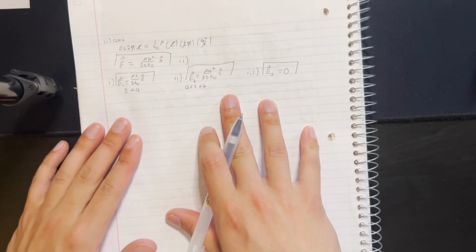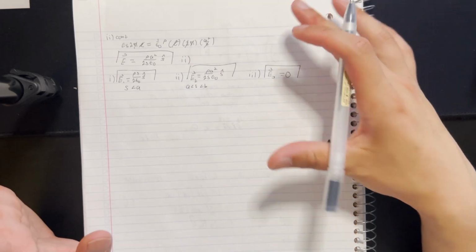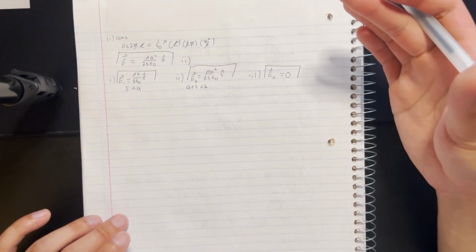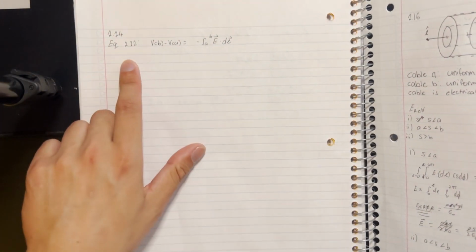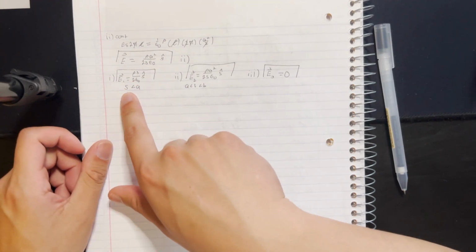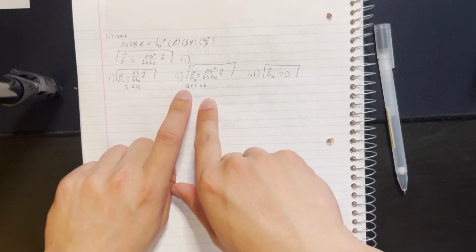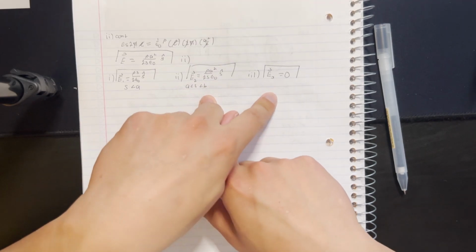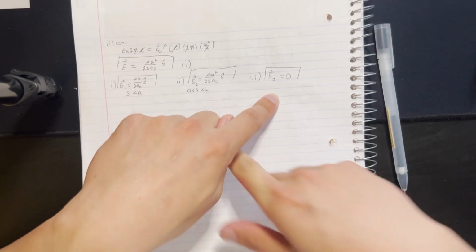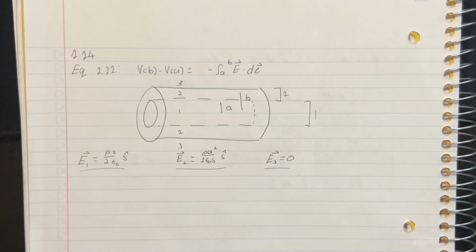2.16. I will stop this video here to make sure I did the video correctly and start the video again for 2.24, so there will be a small cut. All right, so I'll put it over here for the next part of the video. We have the electric field inside cable A, the electric field between cable A and cable B, and the electric field outside the cable. All right, see you in the next part of the problem.